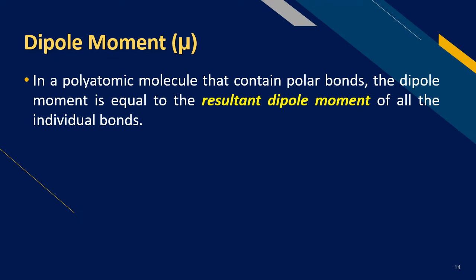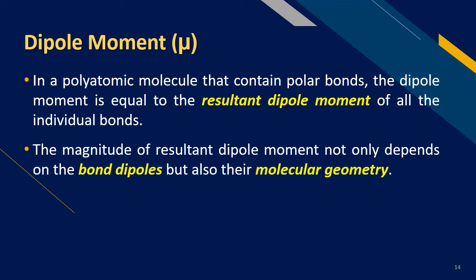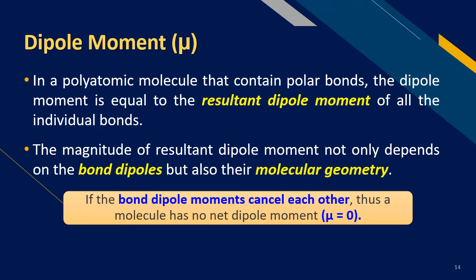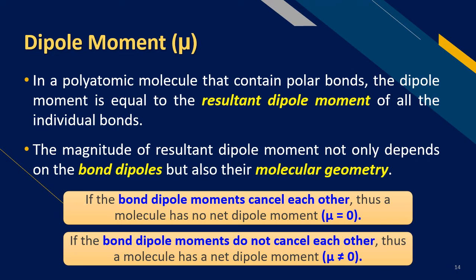In a polyatomic molecule that contains polar bonds, the dipole moment is equal to the resultant dipole moment of all the individual bonds. The magnitude of the resultant dipole moment not only depends on the bond dipoles, but also their molecular geometry. If the dipole moments cancel each other, the molecule has no net dipole moment, or equals zero. If the bond dipoles do not cancel each other, the molecule has a net dipole moment, or not equal to zero.